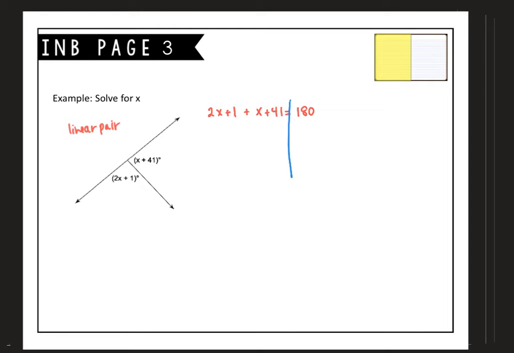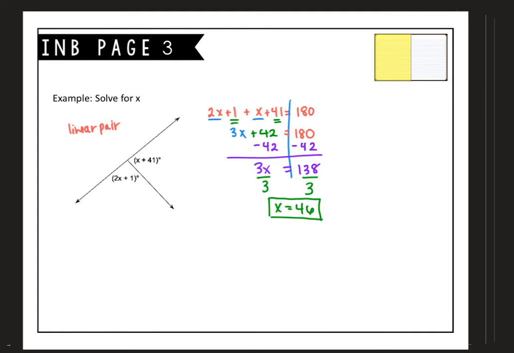Now we're going to solve. Combining like terms, we have 2x and x. That makes 3x. And then we have 1 and 41, which is 42. That equals 180. Now we can solve for x. I'm going to subtract 42 from both sides. So I have 3x equals 138, and then we're going to divide by 3. So x equals 46.